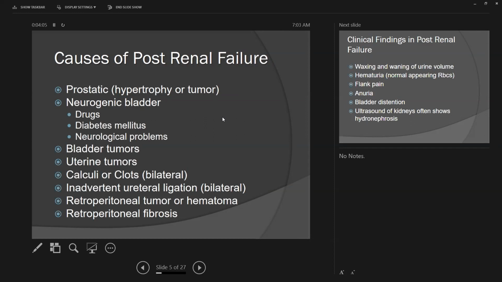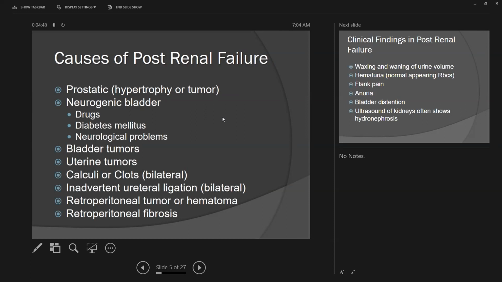Neurogenic bladder, and these are in order of how often they occur. So big prostate, number 1, neurogenic bladder, and drugs. Just something as innocent as antihistamines can cause neurogenic bladder, but especially opioids, tranquilizers, and then especially in diabetics who already have kind of a neurogenic bladder because of their diabetic neuropathy, and then patients with neurological problems, previous strokes, and so forth. Of course, bladder tumors, uterine tumors, calculi or clots, and that has to be in both ureters if you have a calculus, or else you're not going to have acute kidney injury.